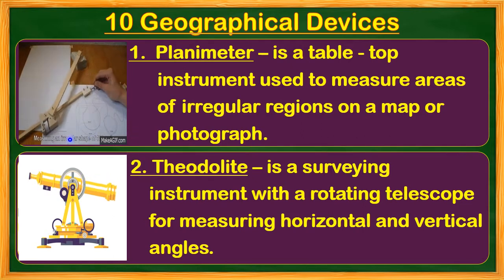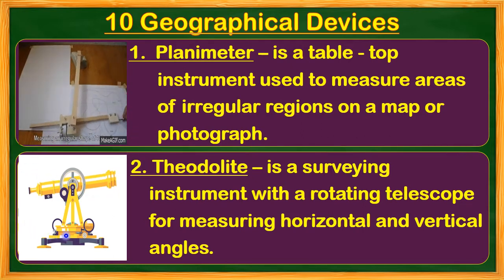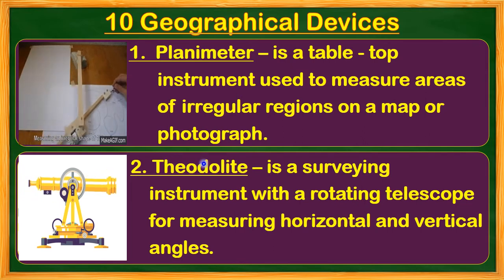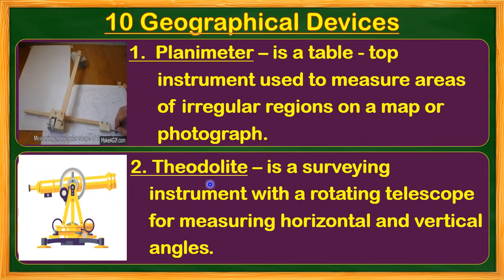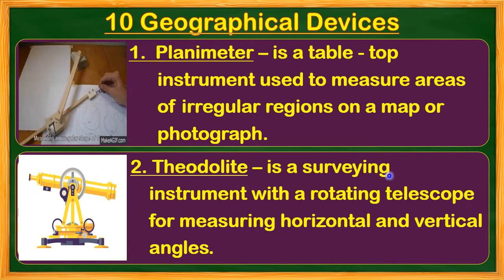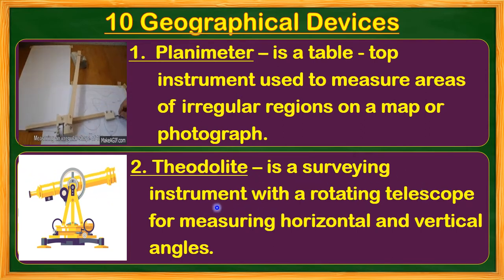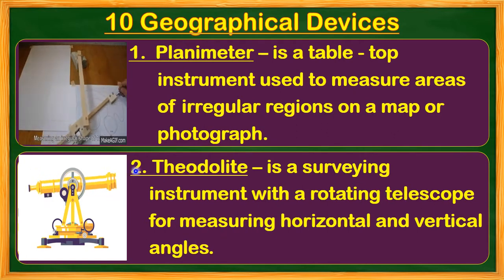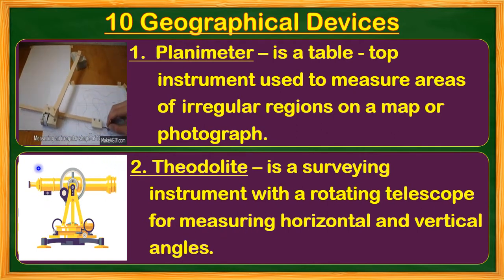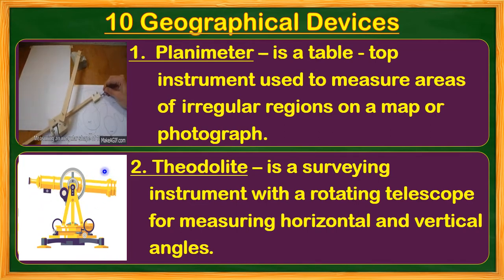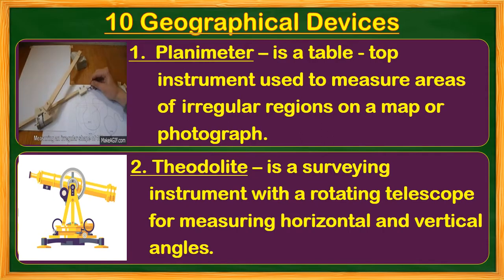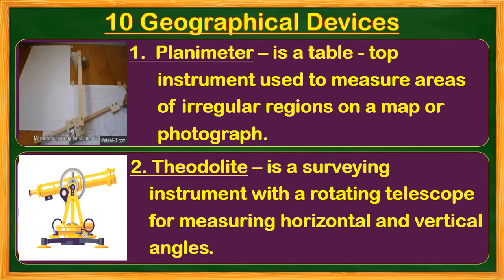Number 2, we have here the image of theodolite. Okay, so let's read what theodolite is. It is a surveying instrument with a rotating telescope for measuring horizontal and vertical angles. So we see here the rotating telescope. That is what a theodolite looks like. So let's proceed to the next devices.